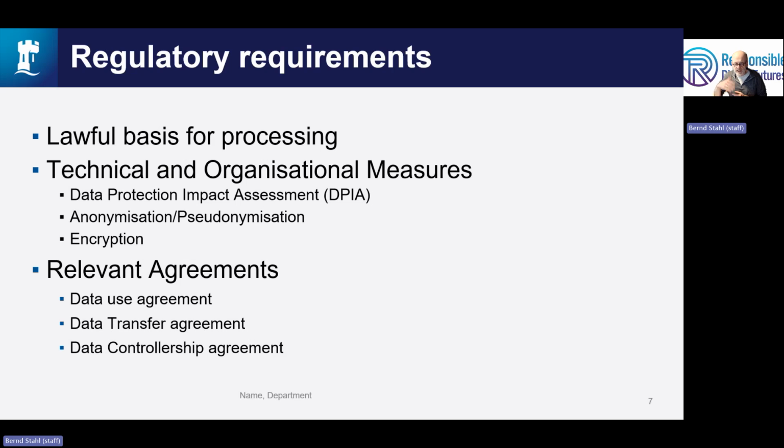And then if you want to exchange data with other partners, with other organizations, then you need a data use agreement. You potentially need a data transfer agreement, a data controllership agreement. So there needs to be a legal basis that very clearly defines what the data exchange principles and practices will be.